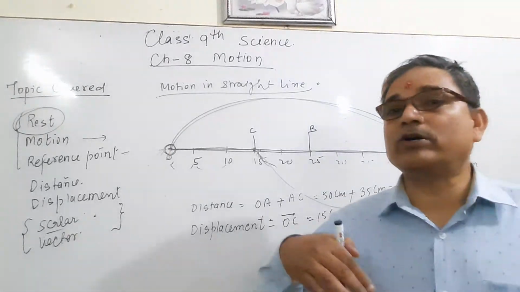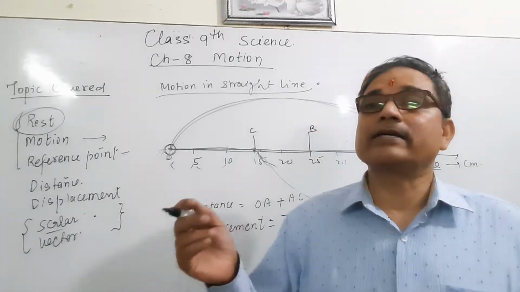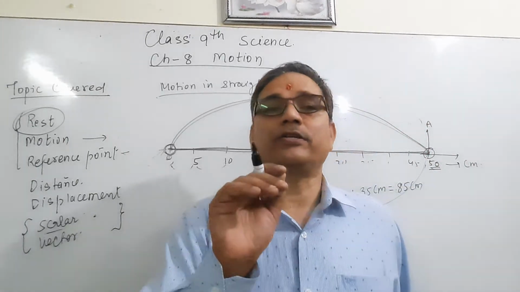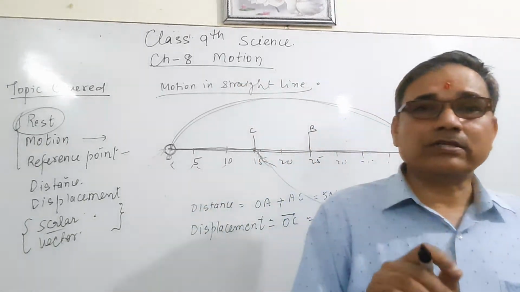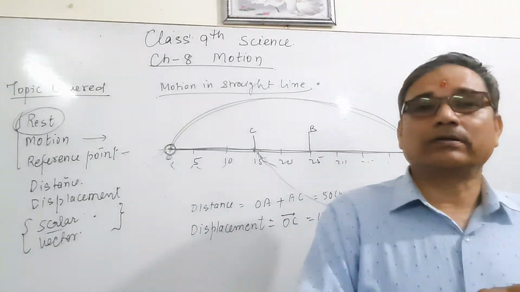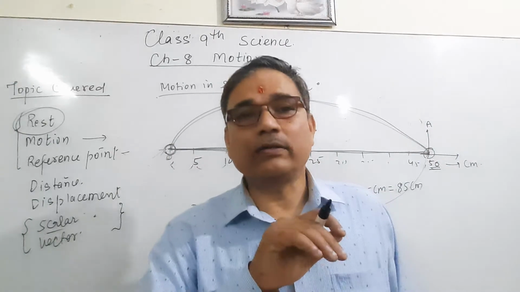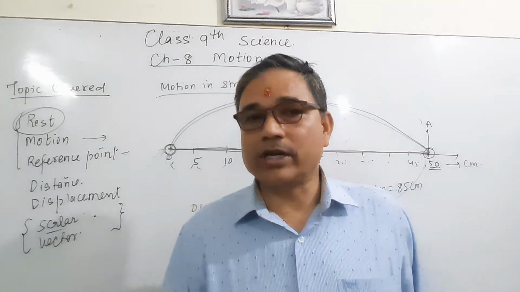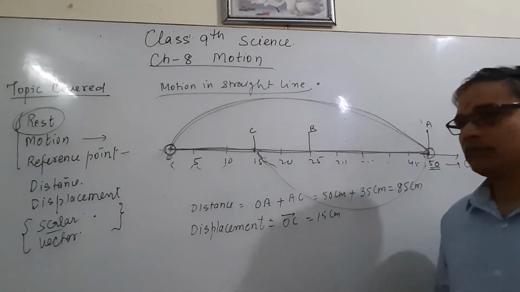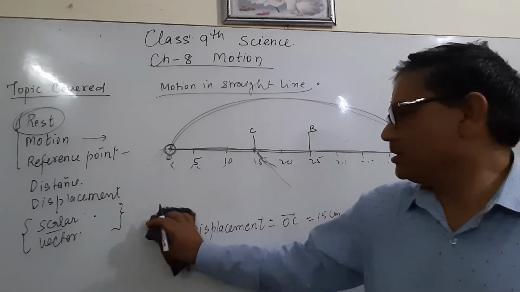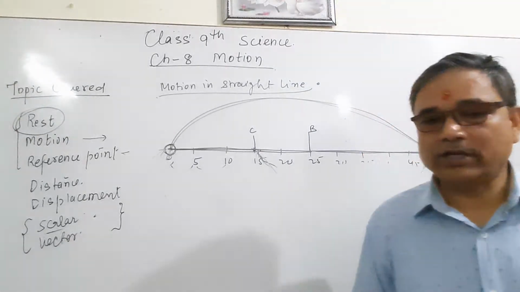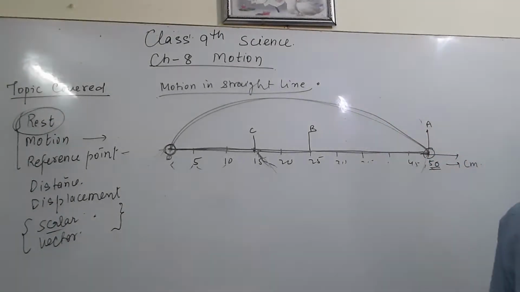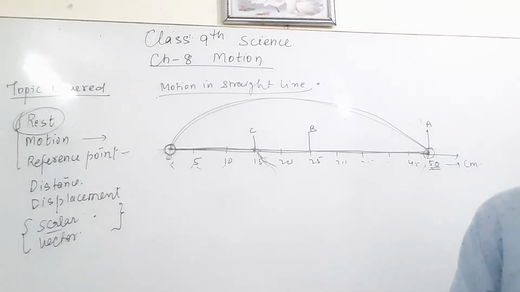It means displacement may be equal to distance or less than distance, but displacement is never greater than distance. It is always equal to or less than distance. Is it possible that the displacement may be 0? Yes or no? Now answer it. Yes, displacement can be 0.